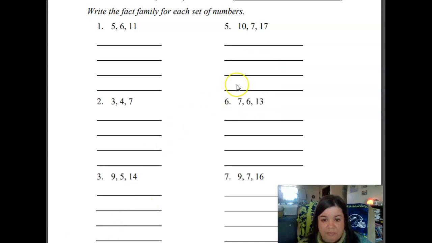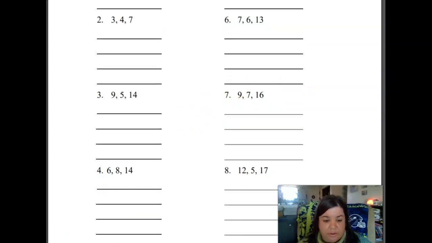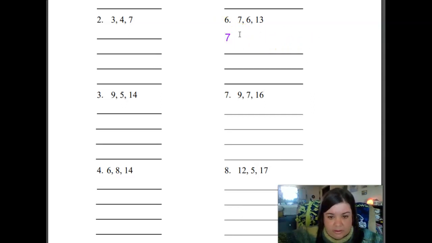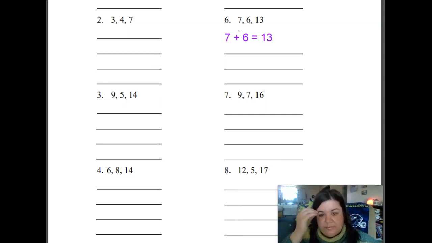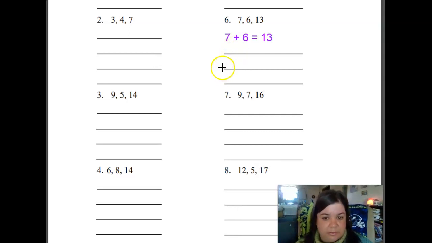What about this one? 6, 7, and 13. What is the first thing we need to do? Decide which is the biggest number. Okay, then I'm just going to start from the left. 7 plus 6 is the next number, equals 13. Okay, so what will the next one be?